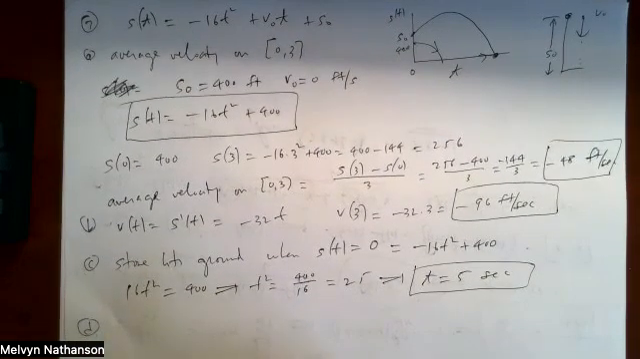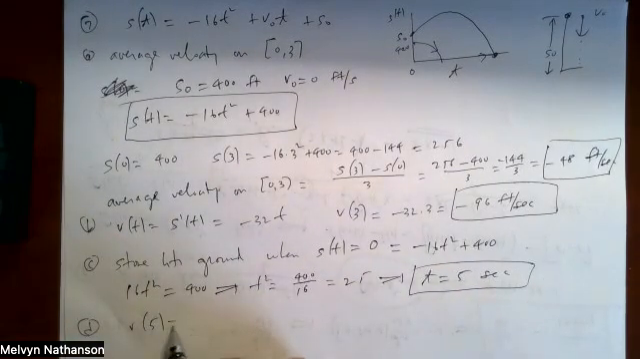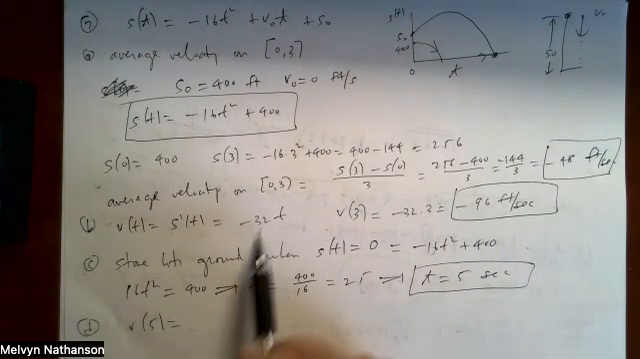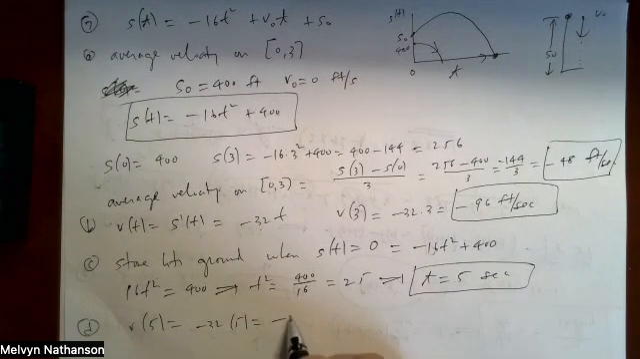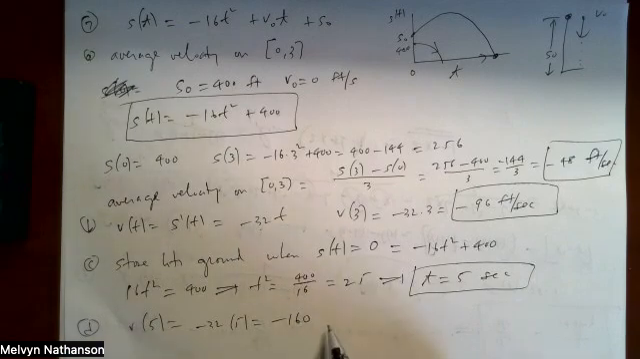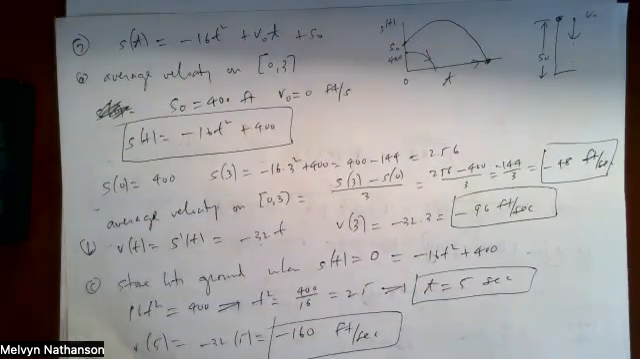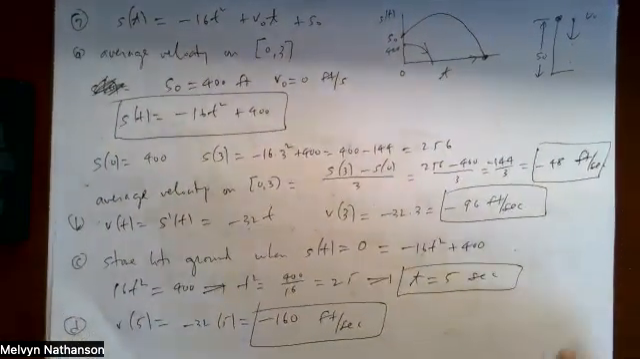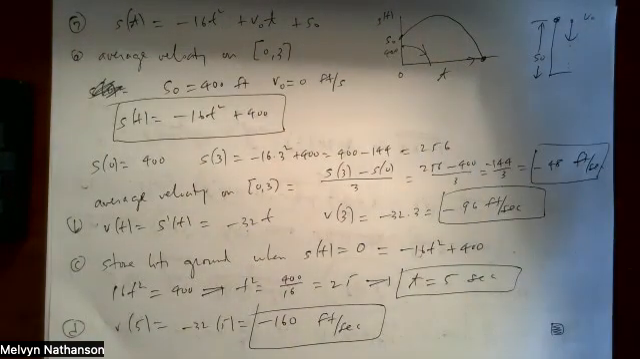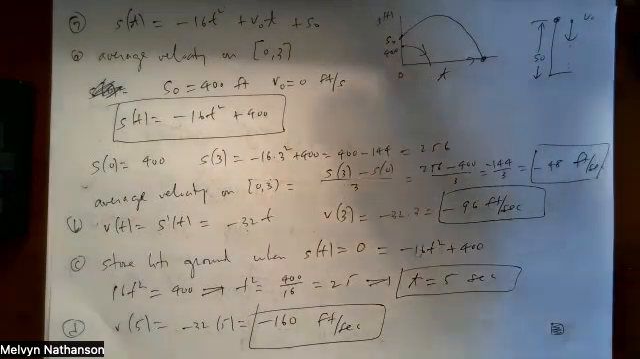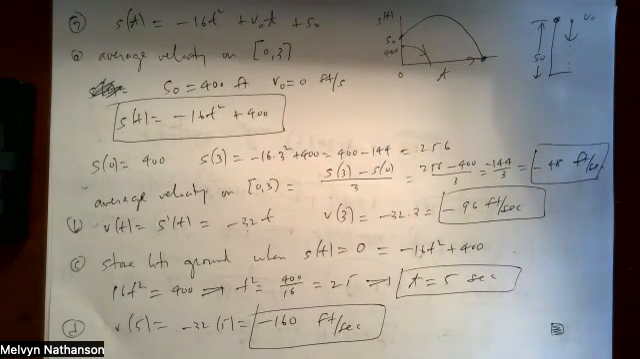And what is its terminal velocity? The velocity at 5 seconds is v of 5. v is minus 32t, so we get minus 32 times 5, which is minus 160 feet per second. So this is the terminal velocity of the particle. And that, lo and behold, is the entire exam. So we're done.